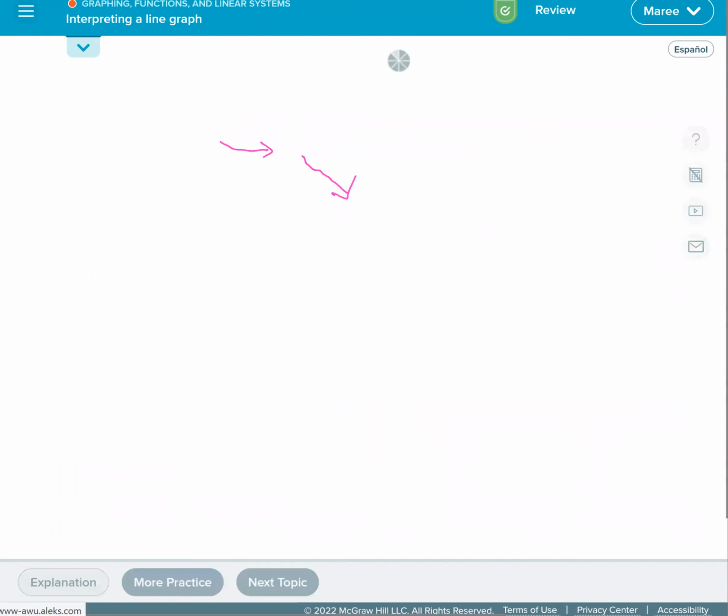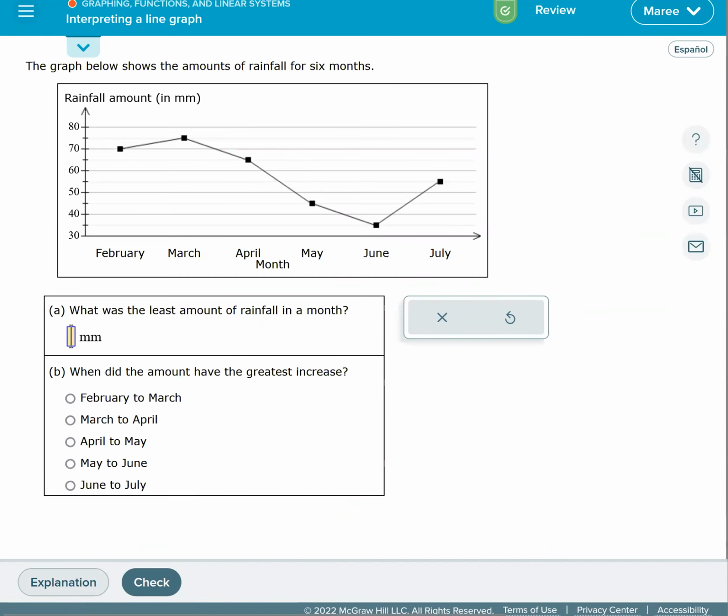All right, we're going to do another one here. So this is just rainfall for 6 months. What was the least amount? So least would be the lowest. So if you look, it's halfway between 30 and 40, which would be 35. So we'll put in a 35.